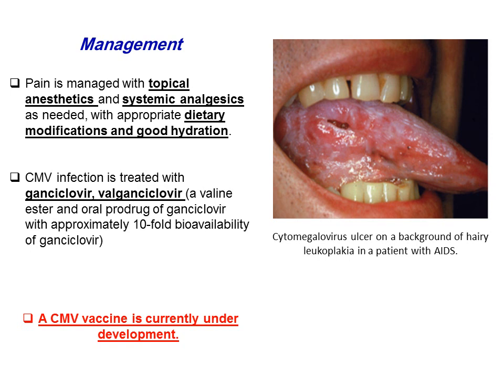Valganciclovir is a prodrug of ganciclovir and has tenfold the bioavailability of ganciclovir. It is stronger than ganciclovir. This picture shows an ulcer on a background of hairy leukoplakia in a patient with AIDS. Is there any vaccine for cytomegalovirus? Yes, a cytomegalovirus vaccine is currently under development, so we can say it is in the embryonic stage.